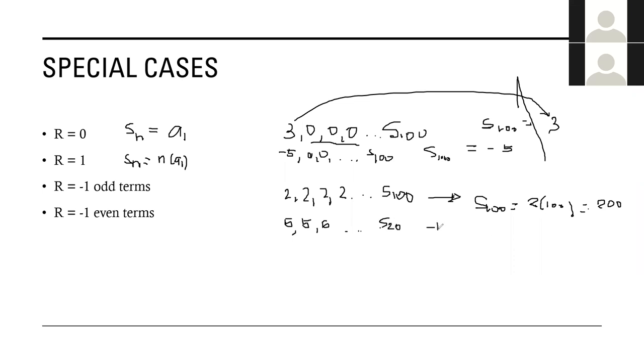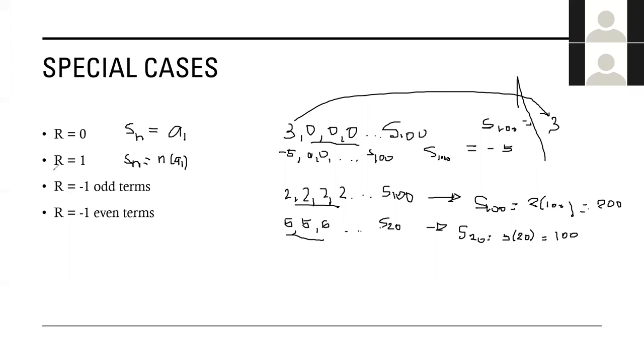100, correct. So S sub 20 is equal to 5 times 20, which is equal to 100, because the terms are all the same. Okay? Any question? May question po tayo sa R equals 0 at R equals 1? Anyone? Wala po, sir.